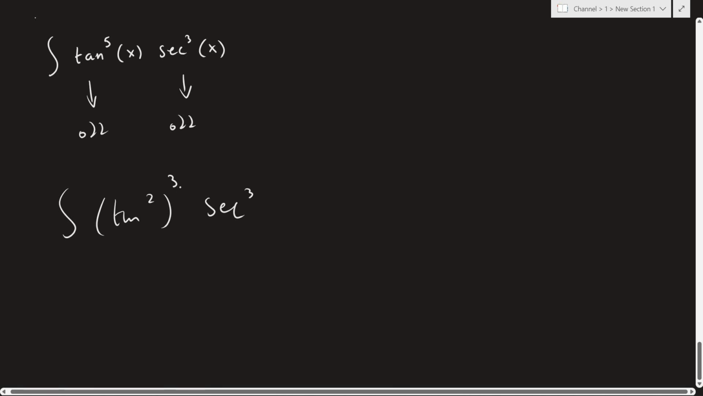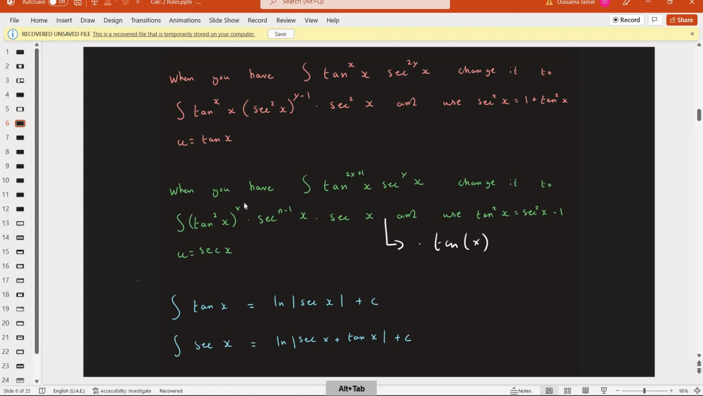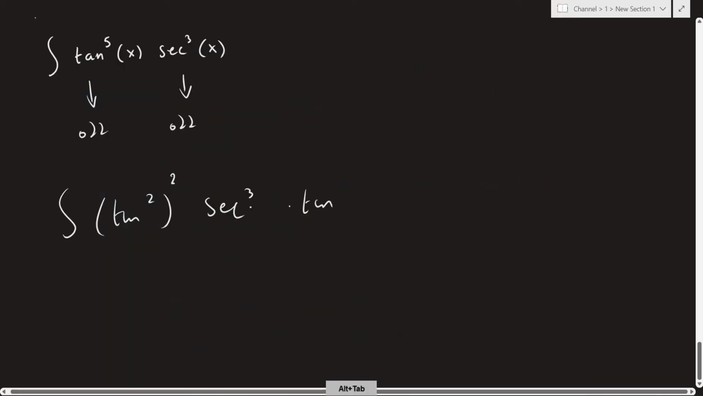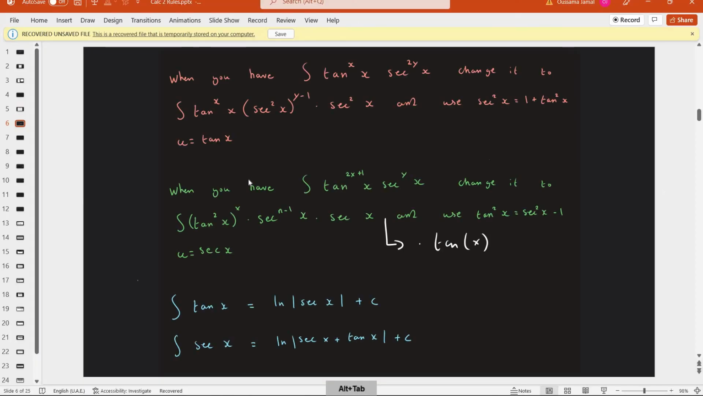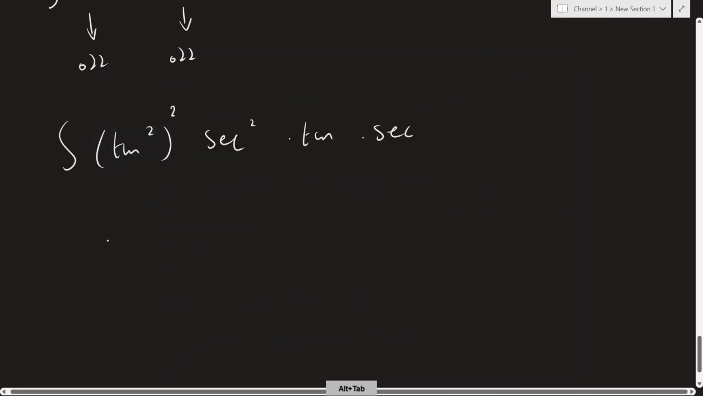Secant cubed. Next, you remove from 3 one more. So basically it's going to become tan squared times tan. And as well here, secant cubed, secant n minus 1, so this will be secant squared times secant. You will see why we're doing this. So, first, what do we do next? We change tan squared. So tan squared becomes secant squared minus 1, squared, times secant squared times tan times secant.